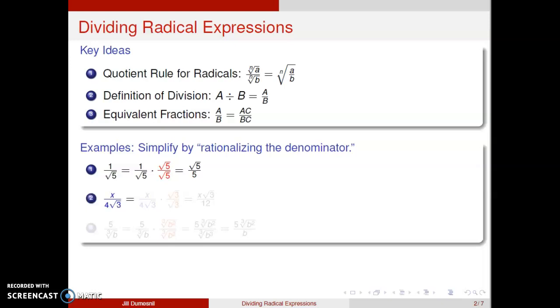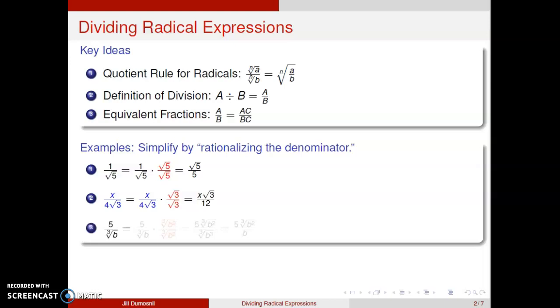To simplify x over 4 root 3, we multiply by root 3 over root 3 to get x root 3 over 12. Notice that in these two examples, we have multiplied the given fraction by a form of 1 that eliminates any radical in the denominator. We've chosen the form of 1 by cleverly exploiting the fact that the square root of a times the square root of a is the square root of a quantity squared, which equals a.